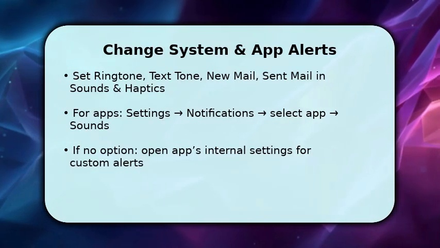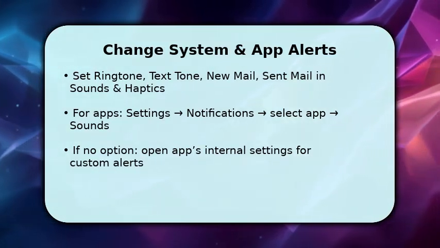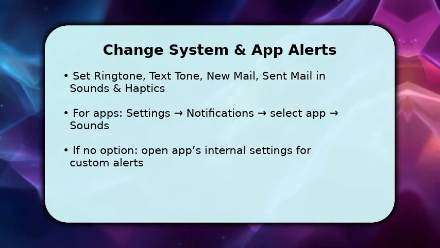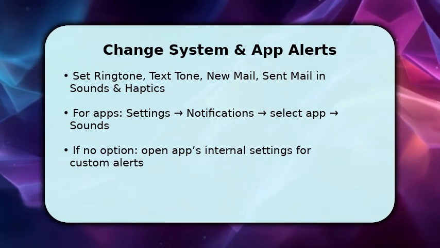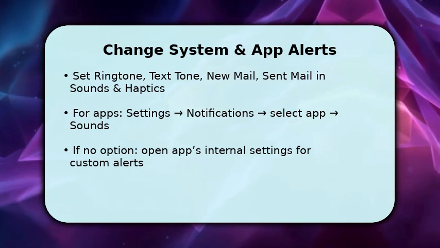Now change the core sounds. In Sounds and Haptics, choose Ringtone, Text Tone, and other system categories and select built-in or imported tones. Once done, exit back to Settings and go to Notifications. There you tap each app, then Sounds, and choose the alert you want.